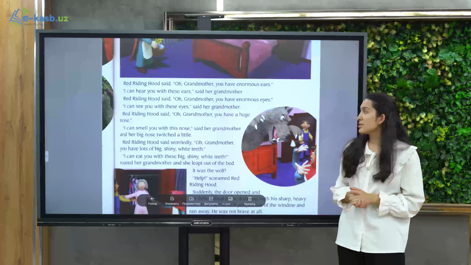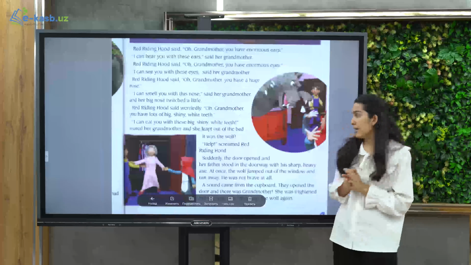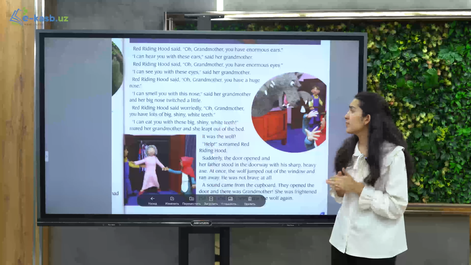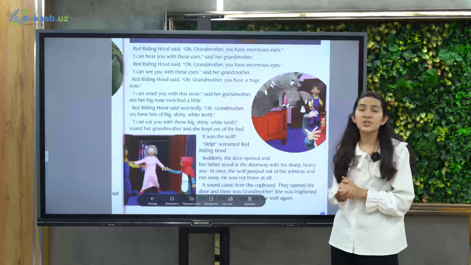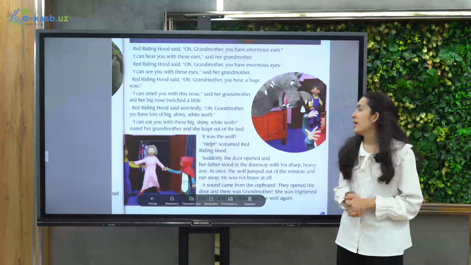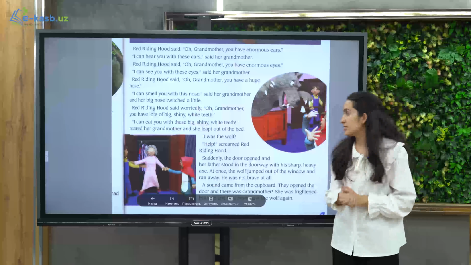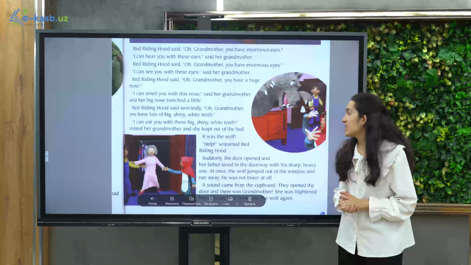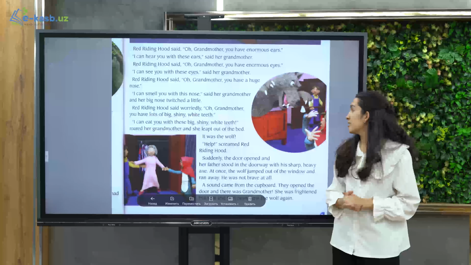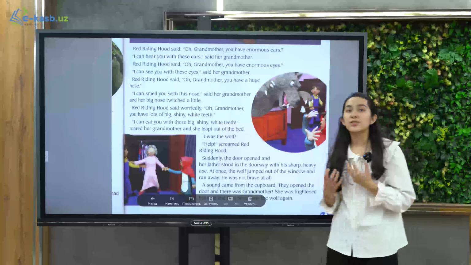Then she saw grandmother sitting up in her bed. She was wearing her pretty pink shawl, and she had her big white nightcap on her head. But she looked very strange. Strange means not ordinary, not as usual, not odatiy, unique.